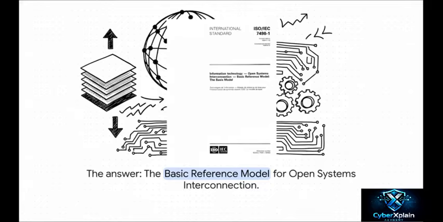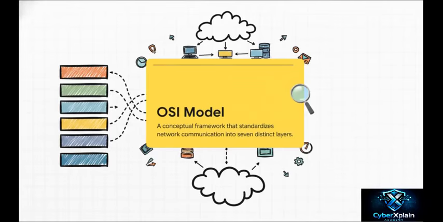Now, it has a really long official name, the Basic Reference Model for Open Systems Interconnection. But thankfully, we all know it by a much, much simpler name. So at its core, the OSI model is a conceptual framework. This is key. It doesn't actually do anything by itself. It's not a piece of software. What it does is break down the super complex process of network communication into 7 separate, much more manageable layers. And each of these layers has a very specific job to do.